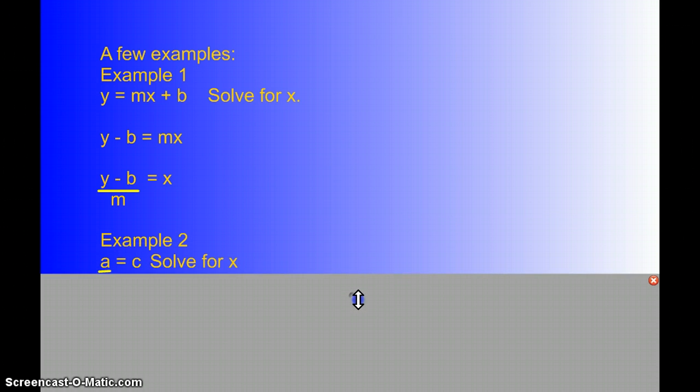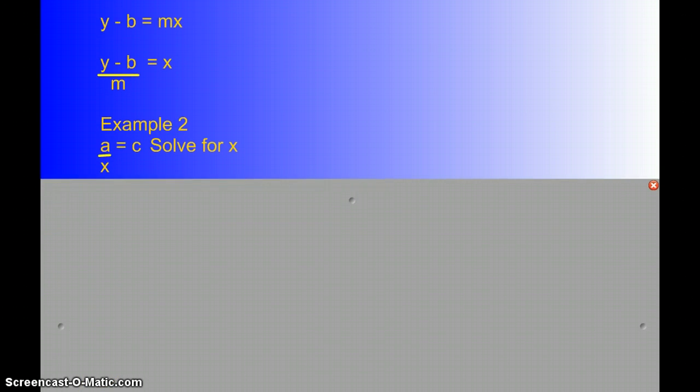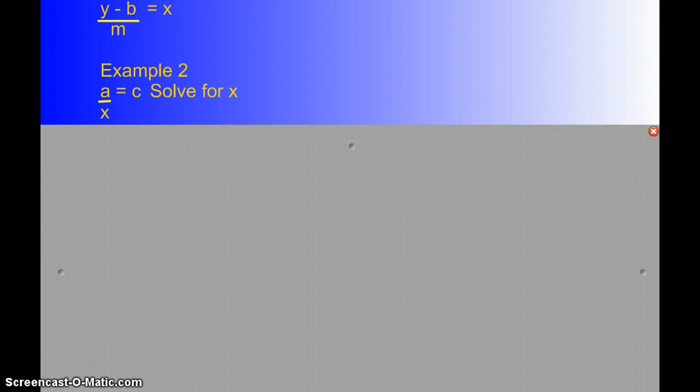Alright, our second example, where we have a divided by x equals c, and we want to solve for x. This is one that I've found people have a lot of trouble with. When the x appears on the bottom of an equation, or when you have a divided by x equals c, because we don't have a direct method to get rid of the a. That's how we've always done things, is get rid of what's with the x.